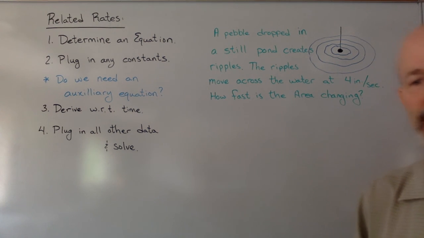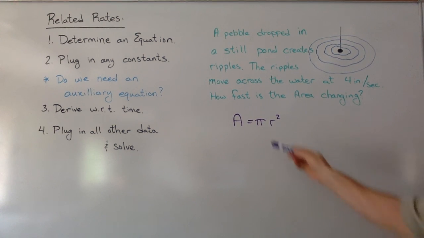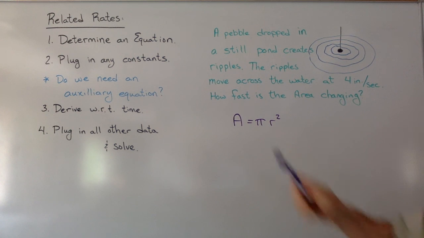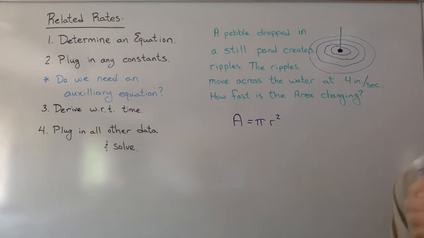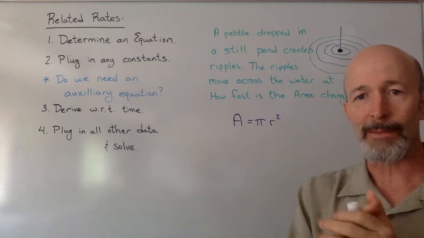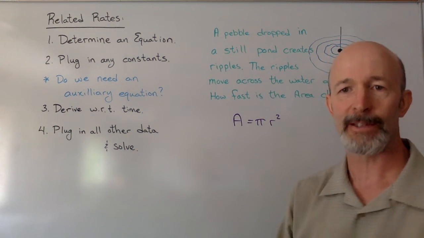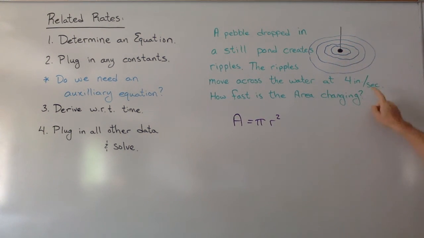So what type of equation would we be looking for here? Think about it. Could it be the area of those circles? What's the area formula? Pi r squared. So that takes care of the first step up here. I do want to bring your attention to one more thing in the problem, and it's not something you necessarily have to do to solve it, but it's good to recognize what this 4 inches per second represents.